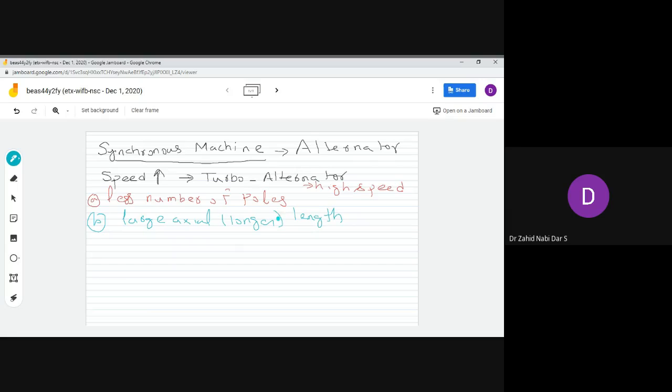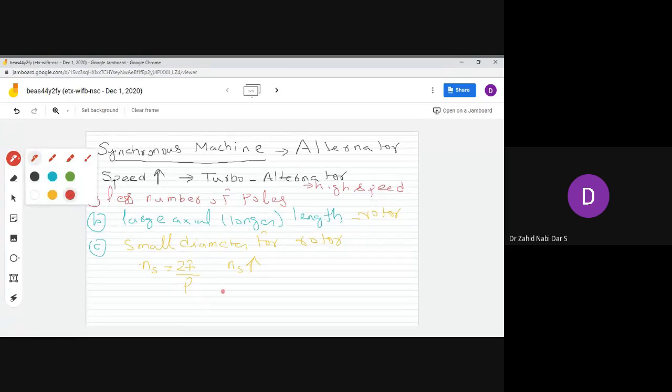The third factor involved here is that it has a small diameter for the rotor. The axial length will be considered for the rotor. If we revise, in a synchronous machine, this is the only machine that runs at synchronous speed, that is at Ns. Ns is equal to 2f by p. So the speed will become large from this formula only.